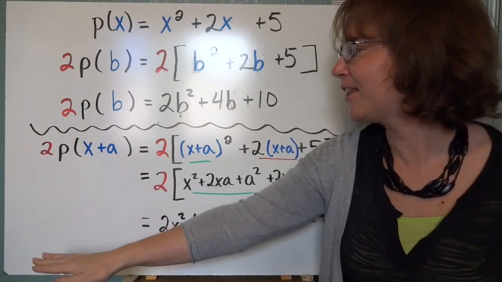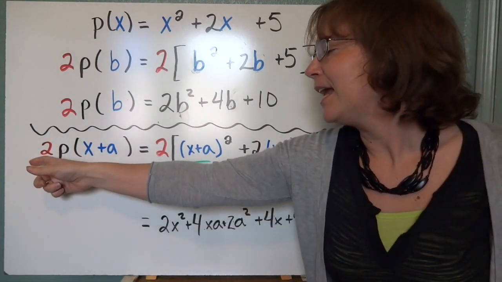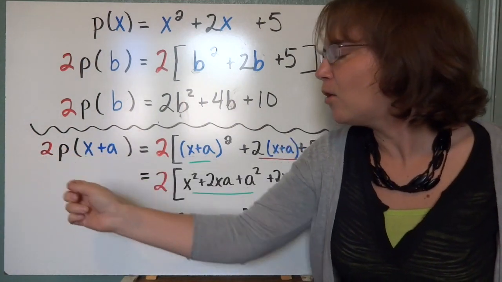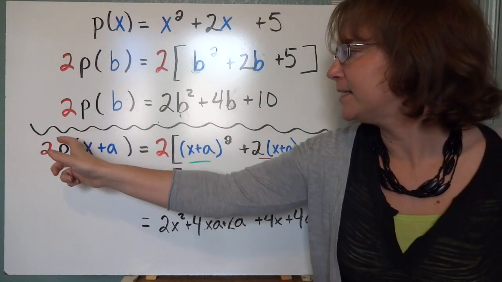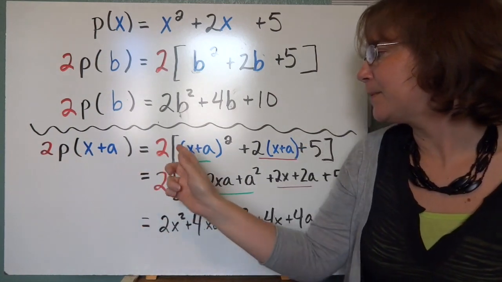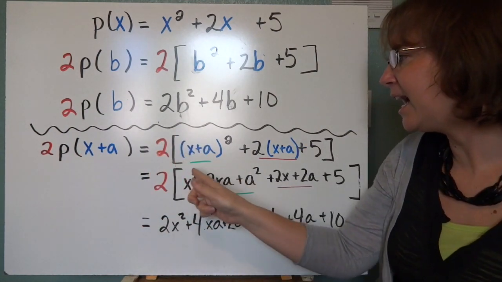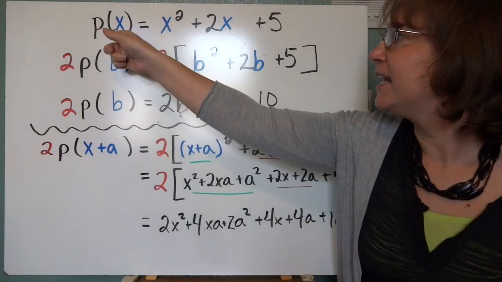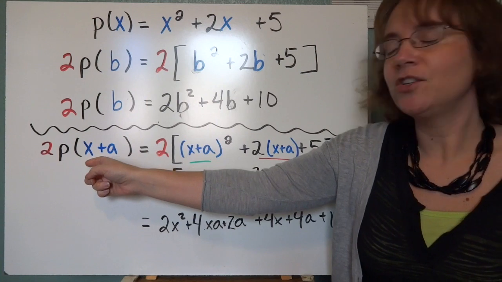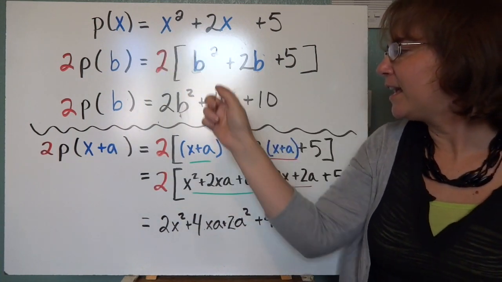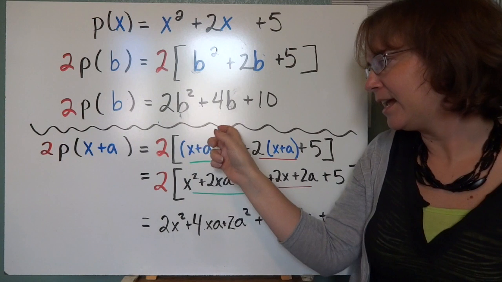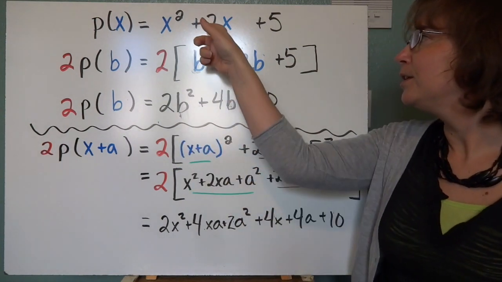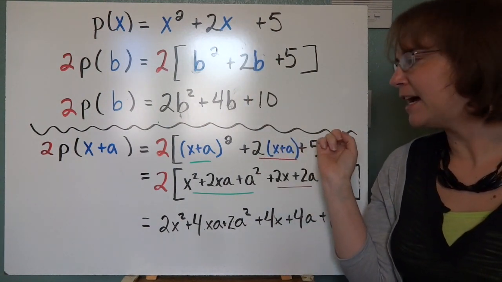Now let's put it all together in one last problem where we have 2 times p of x plus a. So I'm multiplying the whole thing by 2, all of p of x plus a, and I need to find this p of x plus a. So 2 times, and this right here is p of x plus a. Everywhere that there's an x up here, I'm going to substitute it in with x plus a. So instead of x squared, I have x plus a squared. And I have to have that in parentheses because I'm squaring the whole thing. Plus 2 times x plus a plus 5.